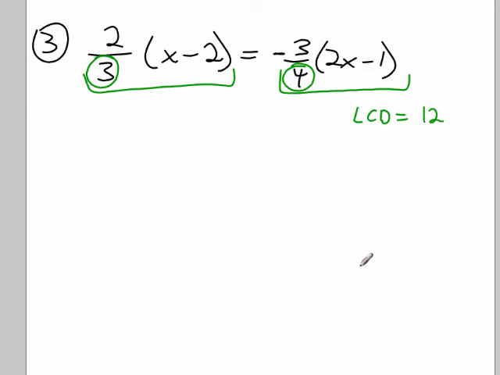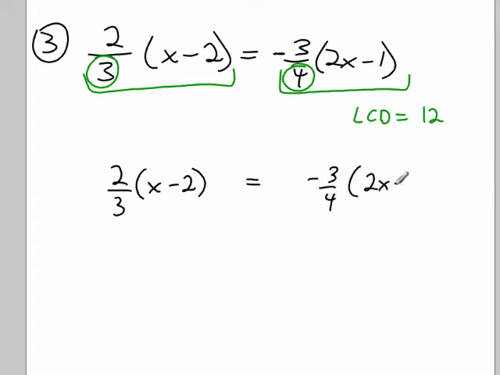And so I'm going to multiply both sides of my original equation. Just write my original equation down again. Just leave a little bit of space because I'm going to multiply both sides by stuff. I'm going to multiply both sides by 12.